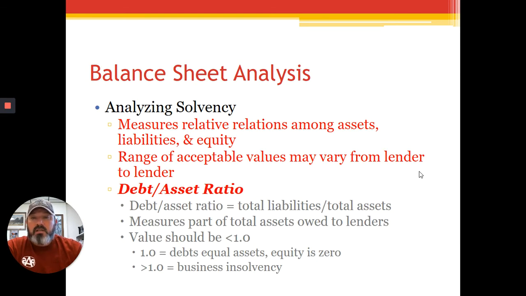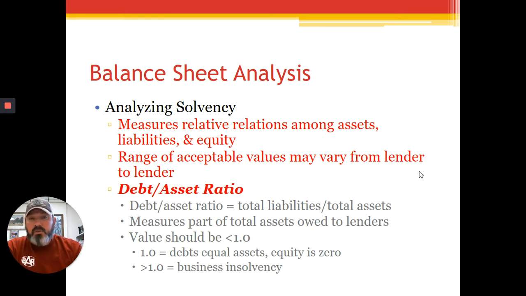The next one is analyzing solvency. So measuring the relative relations among assets, liquidities, or liabilities, and equity. The range of accepted values here may really vary from lender to lender. And the main one that we're looking at here is what we call debt to asset ratio. So total liabilities divided by total assets, almost upside down from the current ratio that we talked about, except we're also going to use total liabilities and total assets.